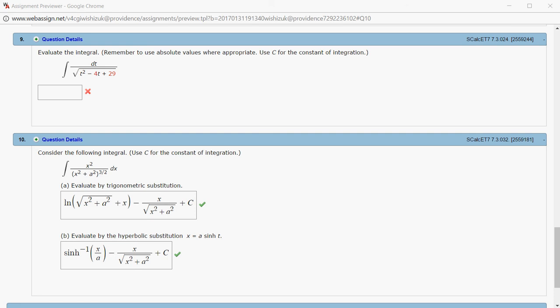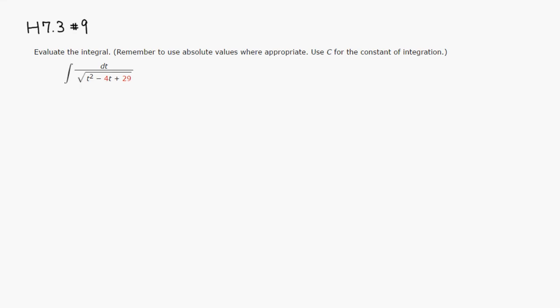Alright, let's look at homework 7.3, problem number 9. First we're going to complete the square, then do a trig substitution to evaluate this integral. So let's do that.